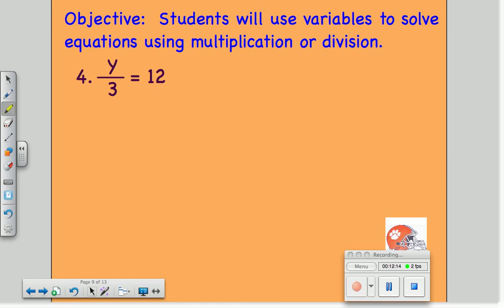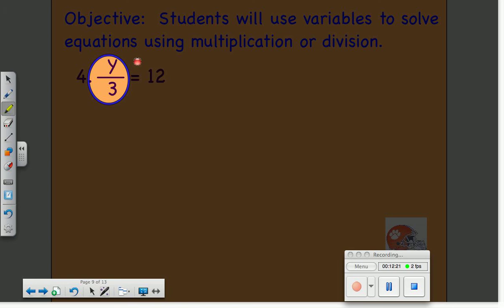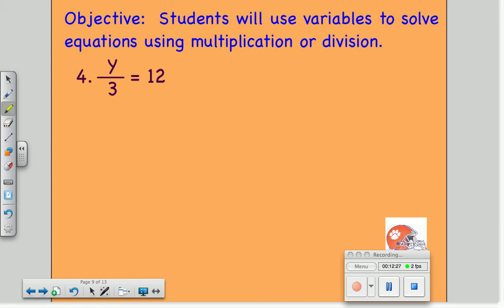Number 4, y divided by 3 is 12. What am I doing here? Dividing. By how much? 3. What's the inverse of division? Multiplication. How much do I have to multiply by? 3. Then I have to multiply this side by 3 as well.